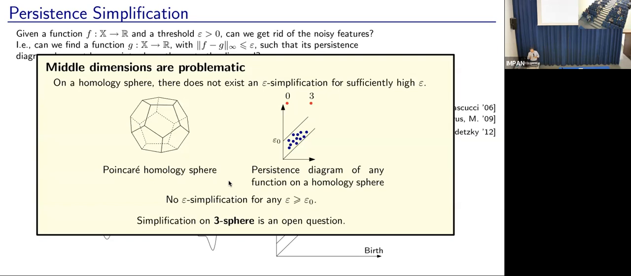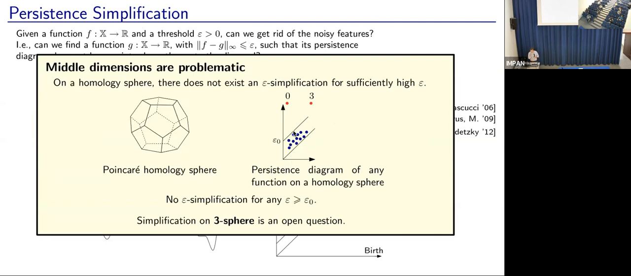Imagine that I give you a homology sphere, and I give you some function on it. This function will look like this: we'll have one point at infinity in the zero dimensional diagram, one point at infinity in the three dimensional diagram, and then lots of finite points. Now, if I ask you to simplify all the finite points, this would mean finding a function with just two critical points, which is of course impossible because this would mean that the domain is a sphere. So in other words, no epsilon simplification can exist for sufficiently high epsilon naught.